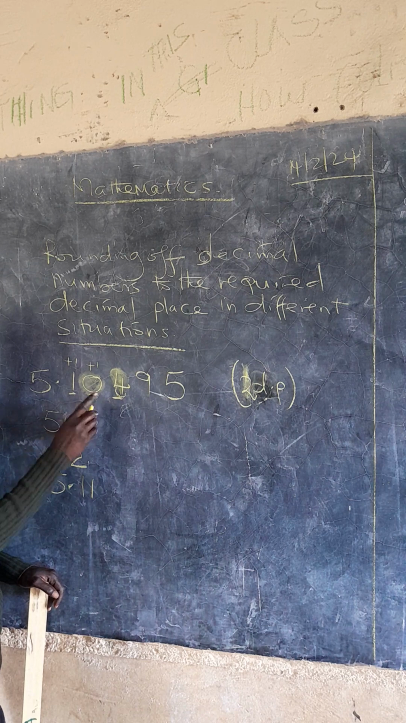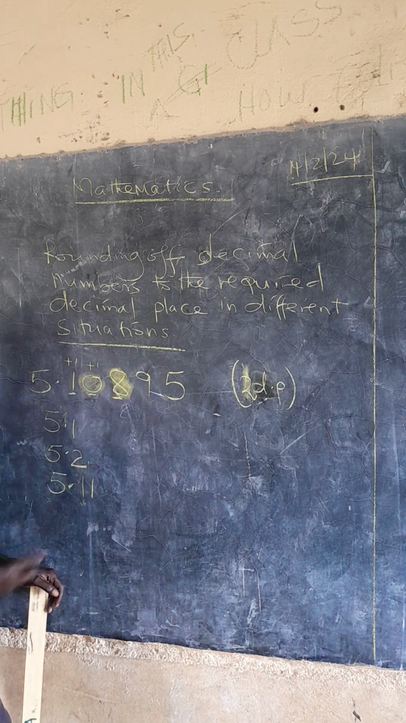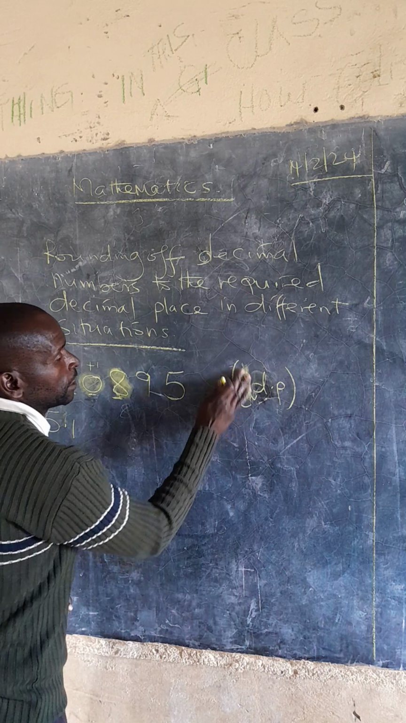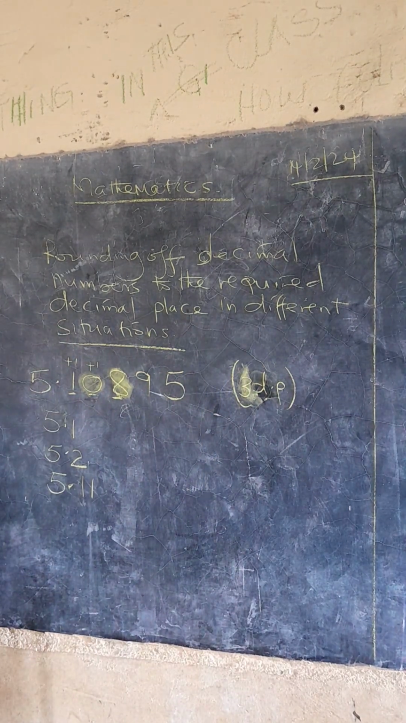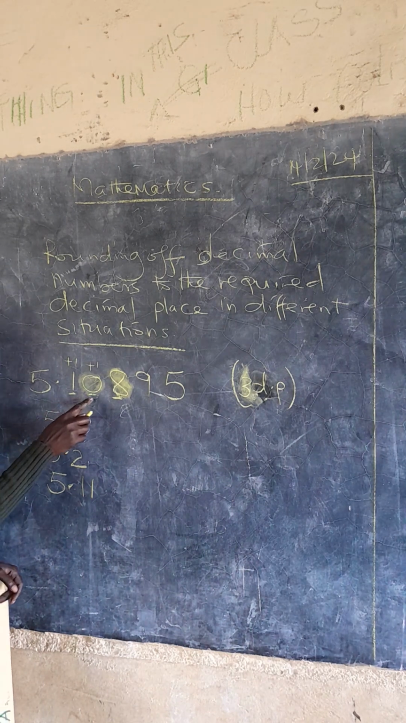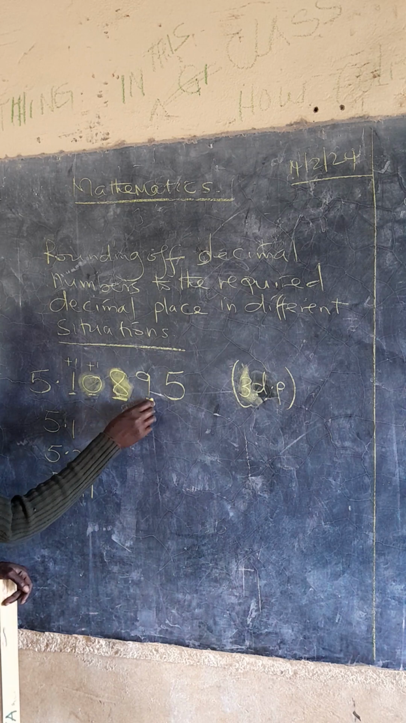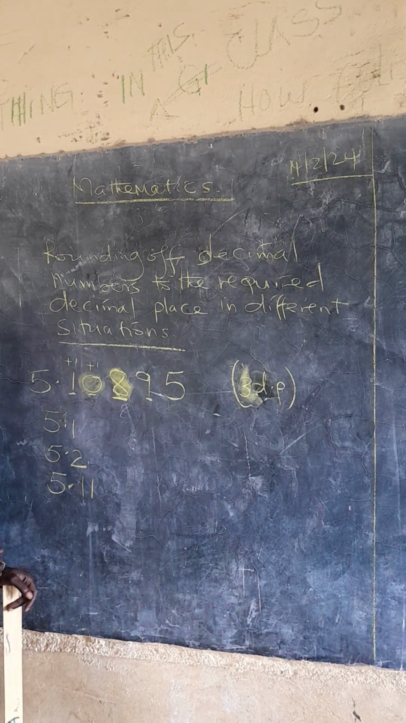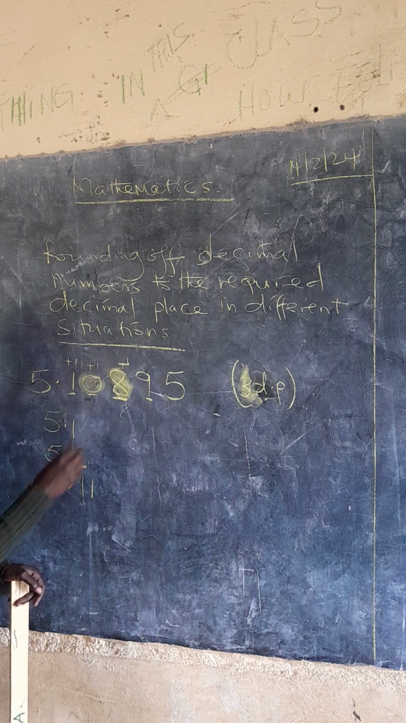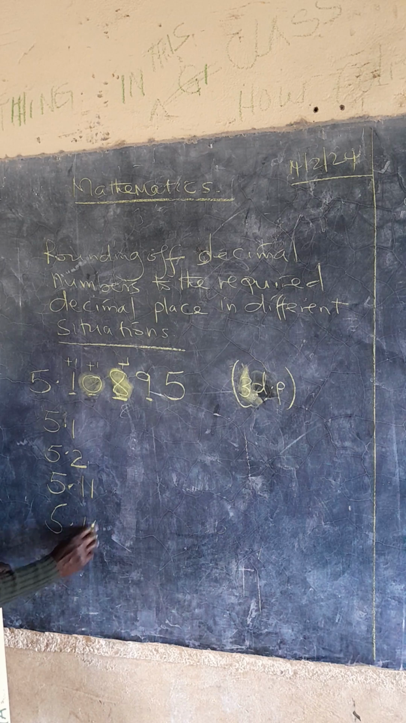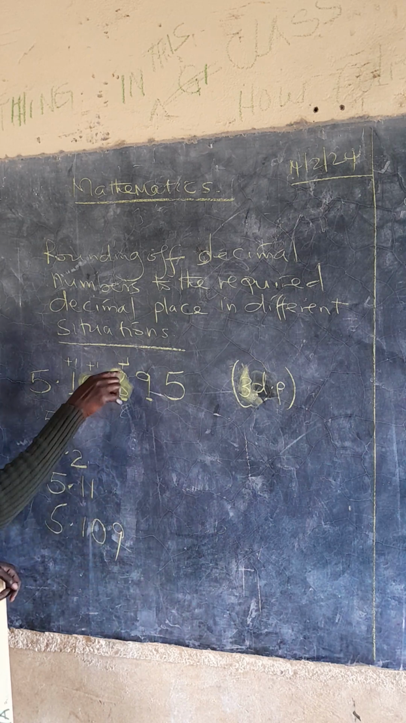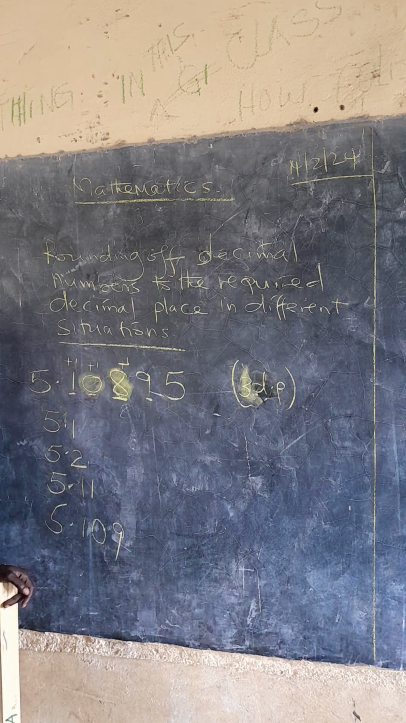This is 3 decimal places. What am I going to do? 1 decimal place, 2, 3. I'll stand here. I look at the number in front, isn't it? It's more than 5? You add 1 here. So what will my answer be? 5.109. 1 plus this is 9, isn't it?